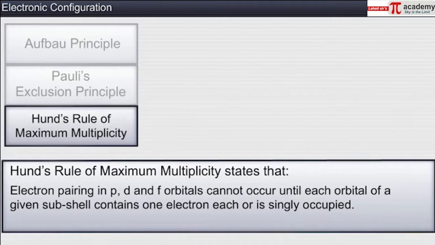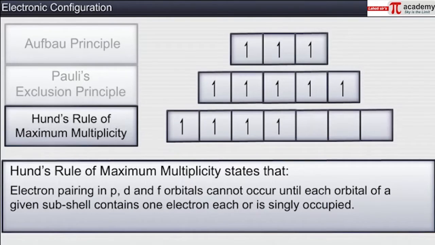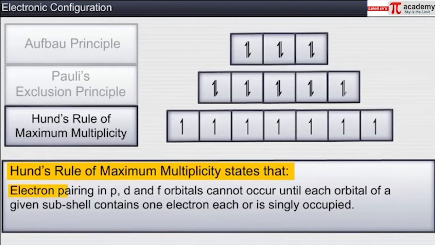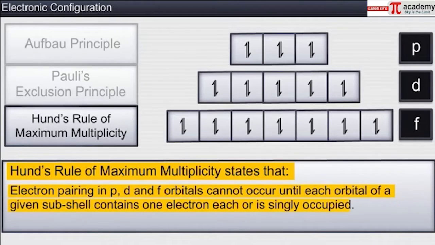And finally, the Hund's rule of maximum multiplicity that deals with filling of electrons into equal energy orbitals of the same subshell. It states that electron pairing in p, d and f orbitals cannot occur until each orbital of a given subshell contains 1 electron each or is singly occupied.